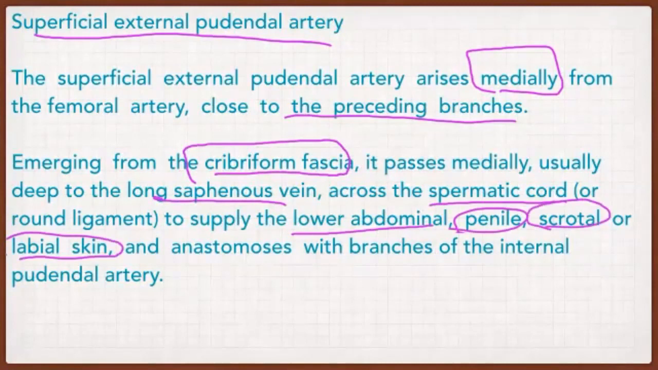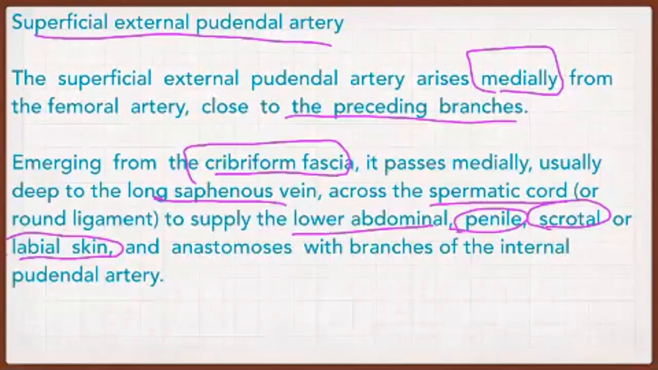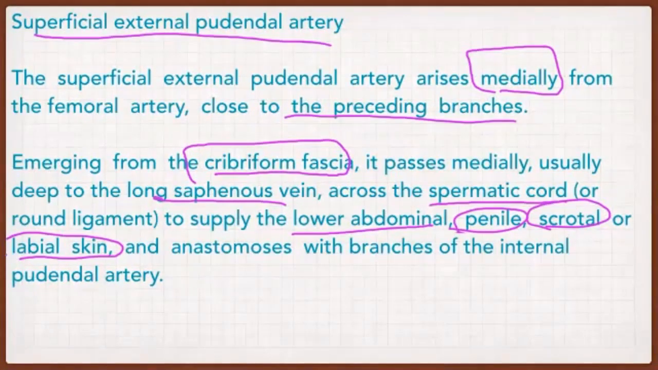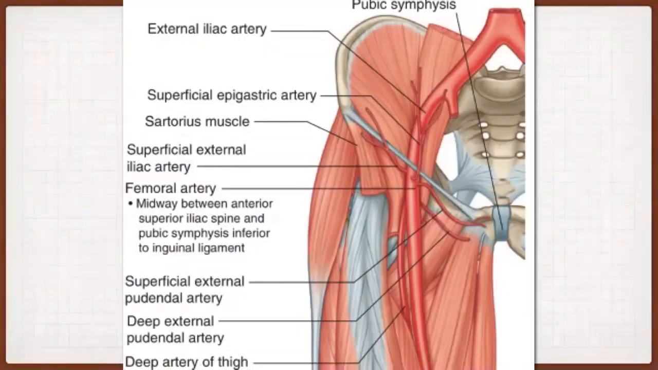So this superficial external pudendal artery supplies the penis, scrotum, and labia majora in the female. So male external genitalia and female external genitalia, and it anastomoses with branches of the internal pudendal artery, right? So you see, this is the superficial external pudendal artery.